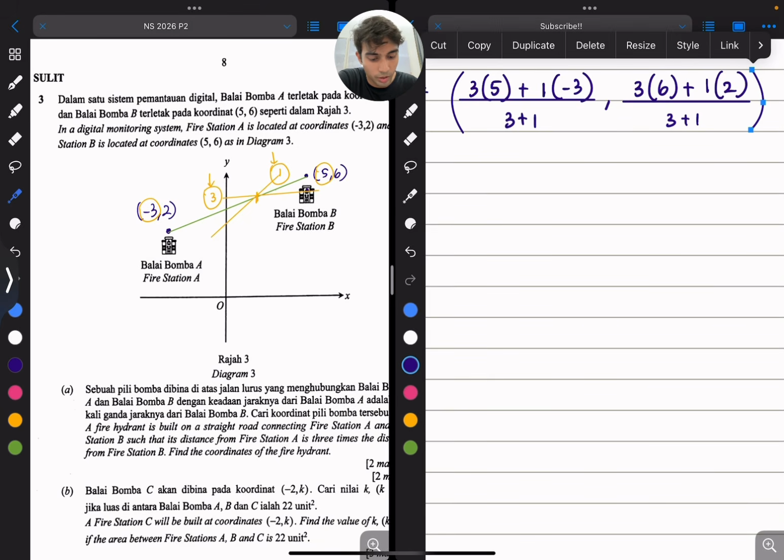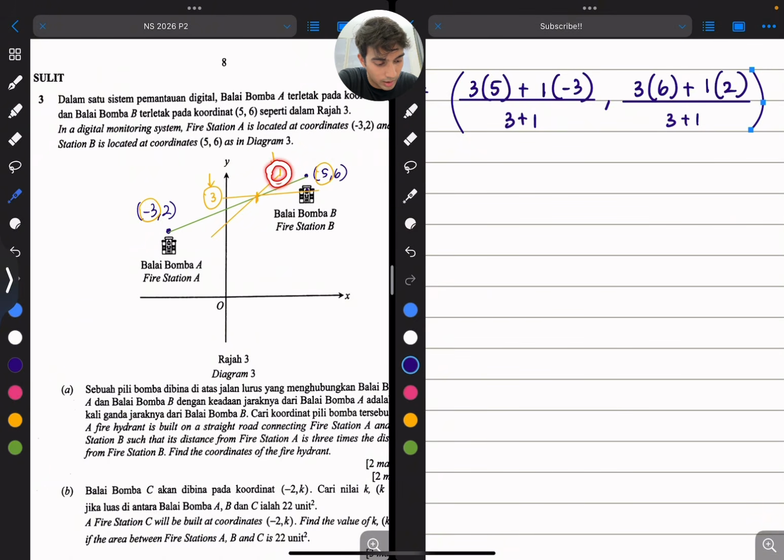Okay, so you just remember the ratio you have to multiply with the furthest coordinate. So 1 you cannot times with this coordinate because this is near. So 1 you times with this X and this Y. 3 you must times with this X and this Y.